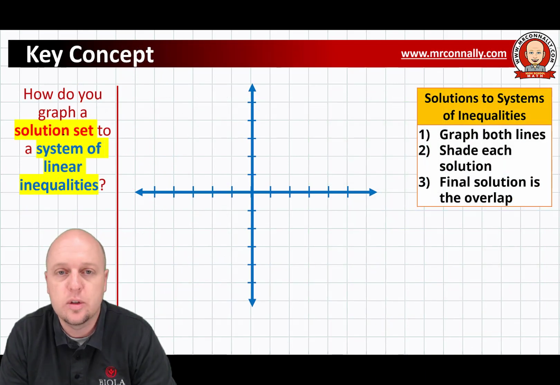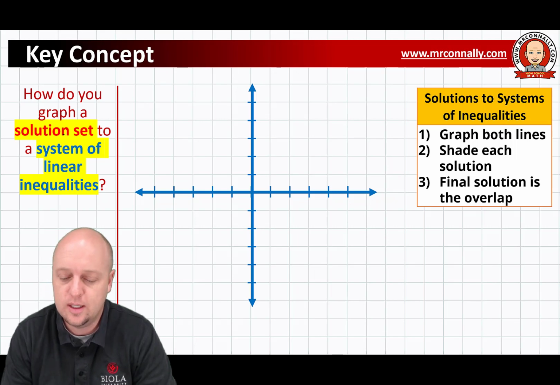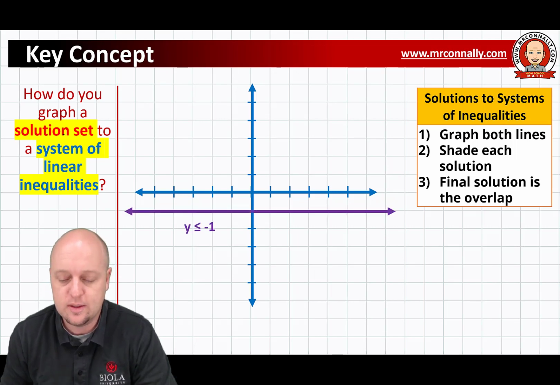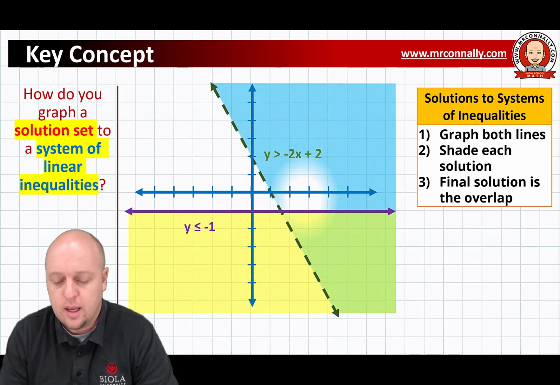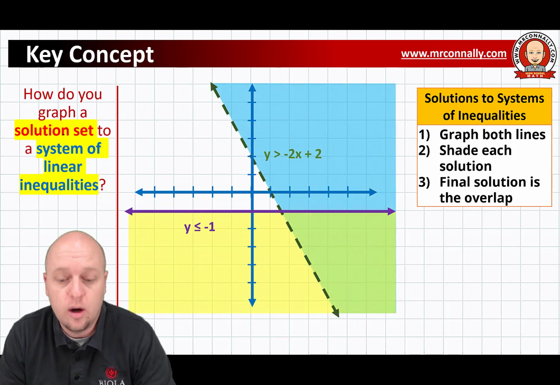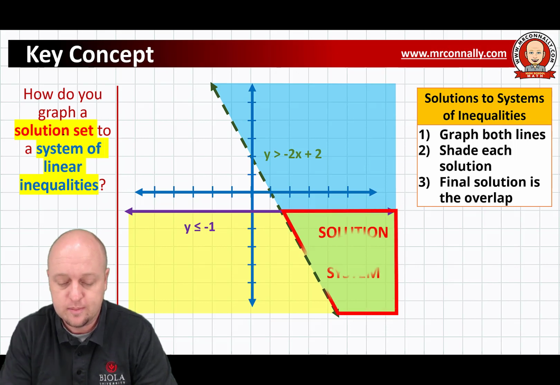So how do you graph a solution set to a system of linear inequalities? First, we got to graph both lines, and then we have to shade the solution sets. And our final answer is the overlap of both of them.